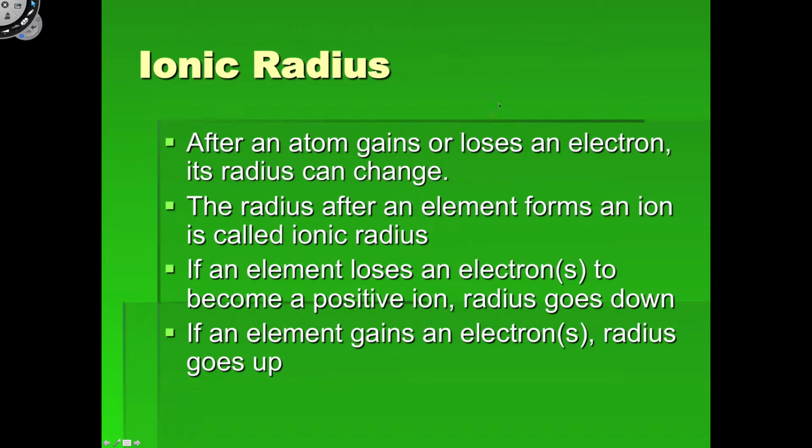Now, ionic radius is still the same measurement, but it's after the atom has gained or lost electrons. So let's think about that. When an element loses an electron and becomes positive, its radius goes down. If an element gains an electron, its radius goes up.